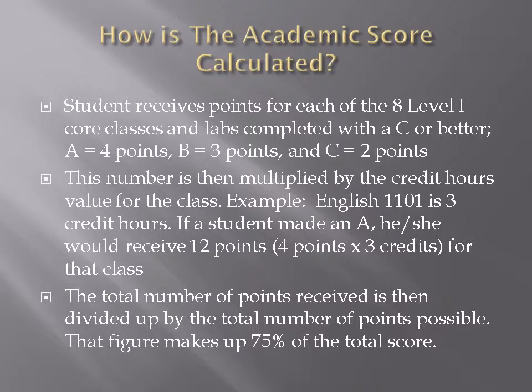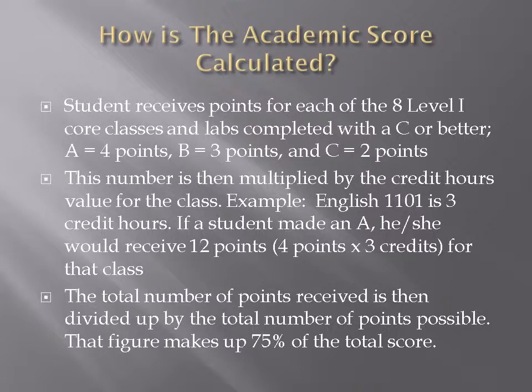How is the academic score calculated? A student receives points for each of the 8 Level 1 core classes and labs completed with a C or better. An A equals 4 points, a B equals 3 points, and a C equals 2 points. This number is then multiplied by the credit hour value for the class.